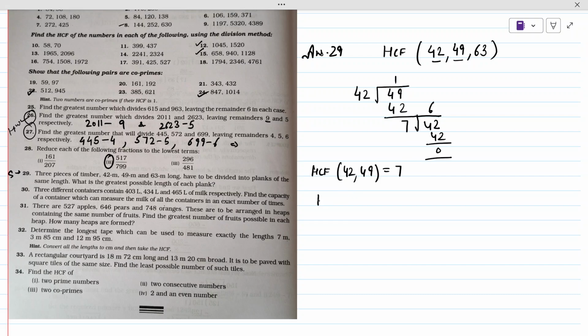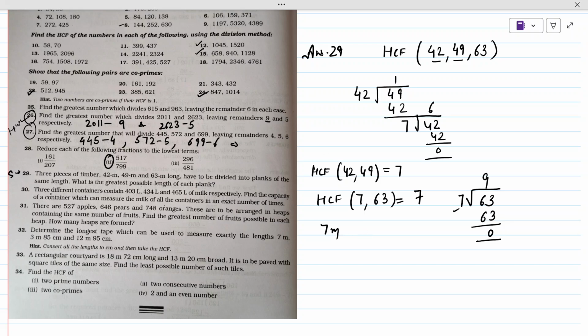Now next what we will do? We will find the HCF of 7 and the remaining number, which is 63. And we know that it is a direct multiple. 7 into 9 is 63, which will give us a remainder of 0. That means the HCF is 7 only. This 7 is the divisor which is giving us the remainder as 0. So the answer here is 7 meter. That is, each plank has to be divided into 7 meter. The greatest possible length is 7 meters here.